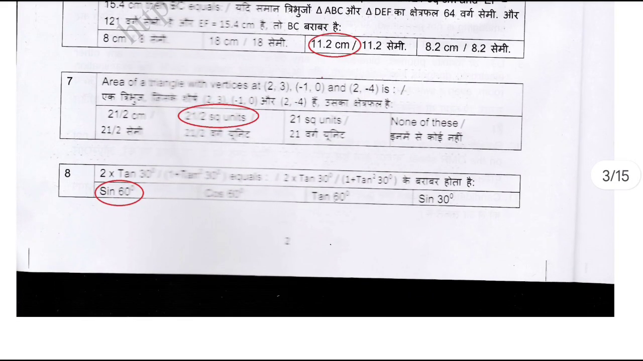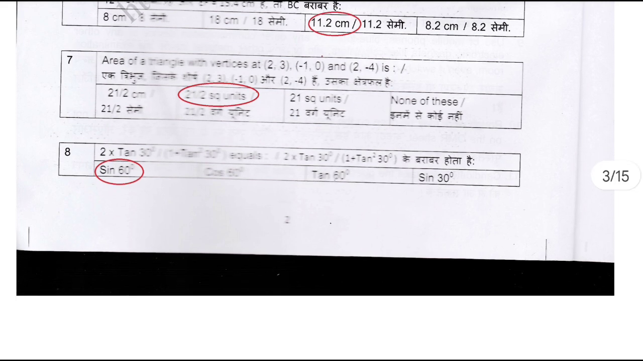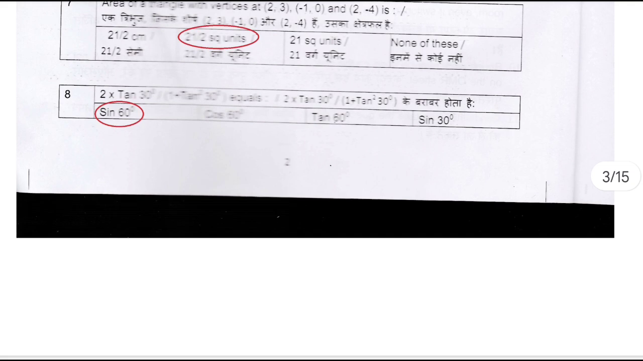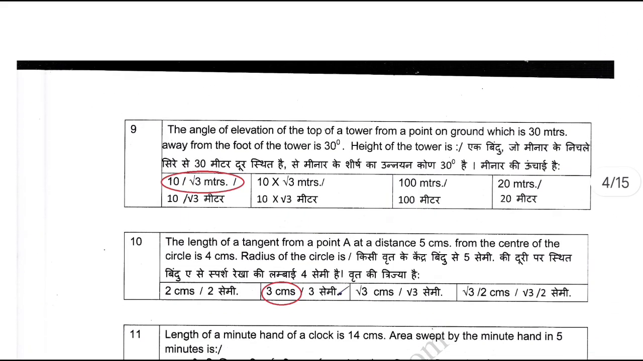Area of a triangle with vertices at (2, 3), (-1, 0) and (2, -4) is 21 by 2 square unit. Number 8: 2 into tan 30 degree by 1 plus tan square 30 degree is equal to sin 60 degree.